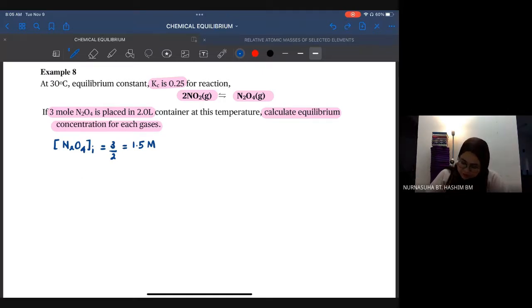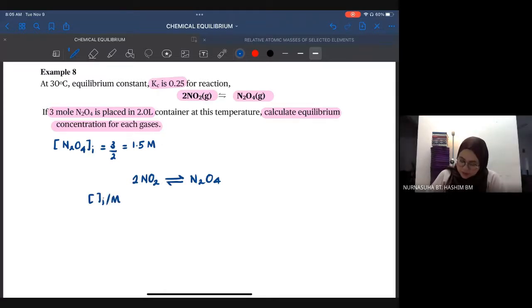Rewrite the equation: 2NO2 equilibrium with N2O4. So initial concentration, jangan lupa letak unit lah. Initial concentration of N2O4 is 1.5. Maksudnya at the beginning of the reaction, reactant tak ada lagi, produk yang ada dulu. So maksudnya 0 lah.